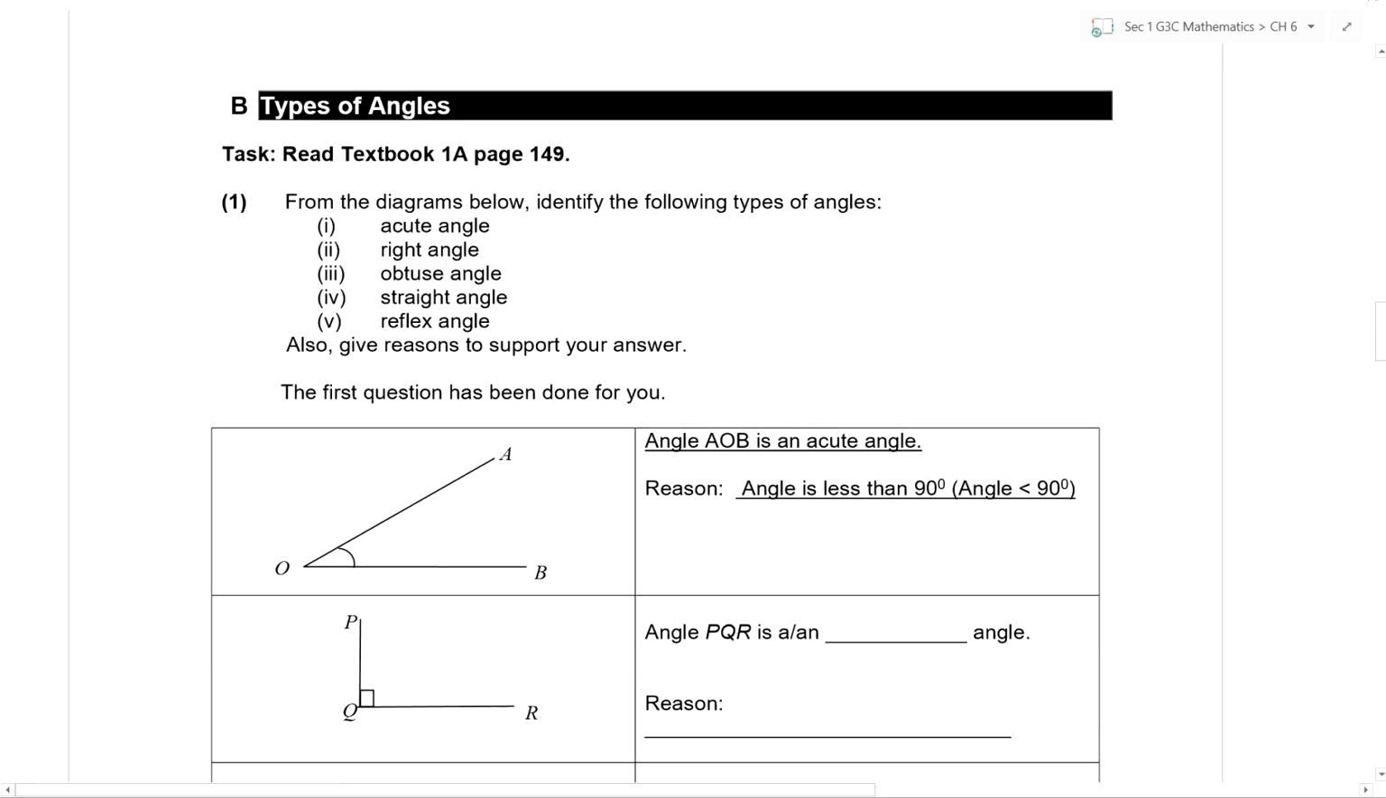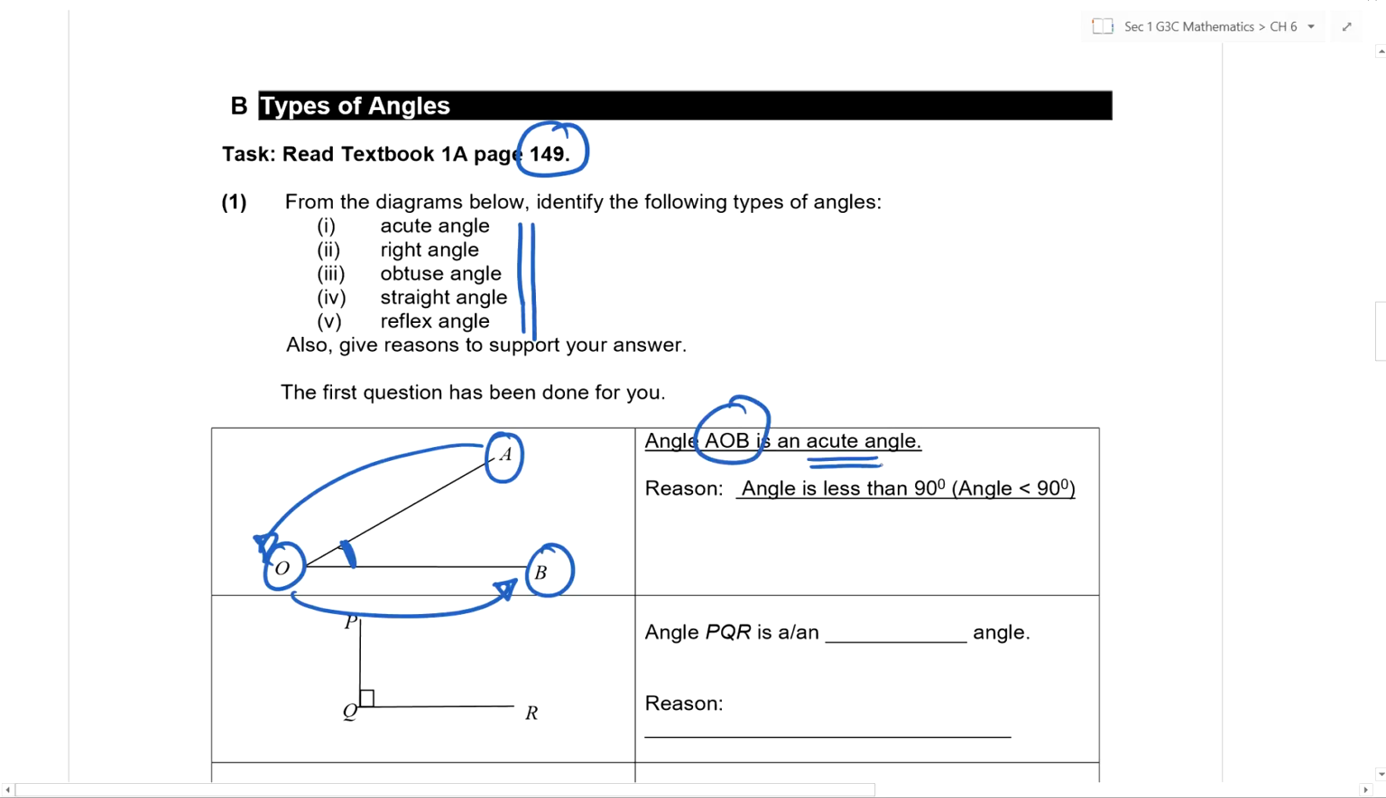Next, we'll be looking at types of angles. The following information can also be found in your textbook, page 149. These are the terms that we need to be familiar with. First, we have this particular angle over here. We read this angle as AOB. The angle AOB is known as an acute angle. Acute means that the angle is less than 90 degrees.